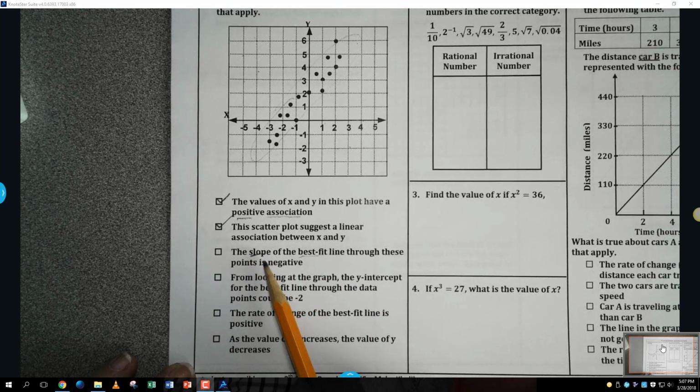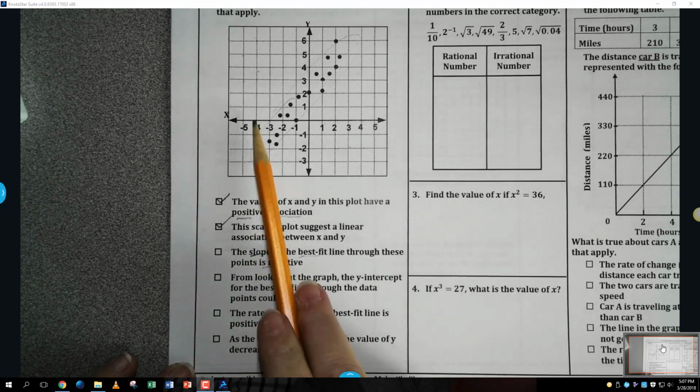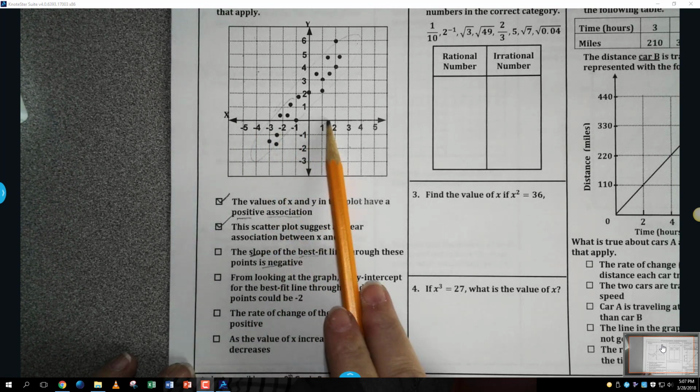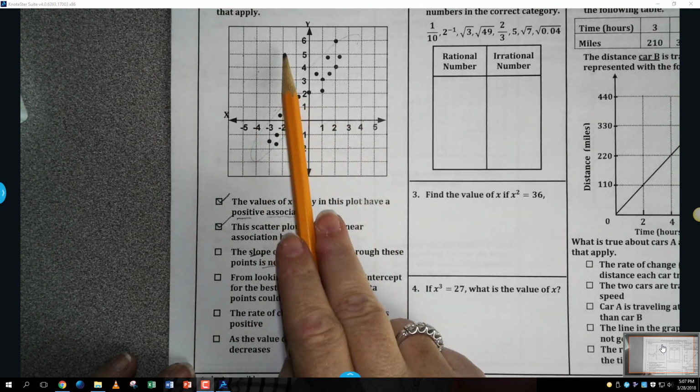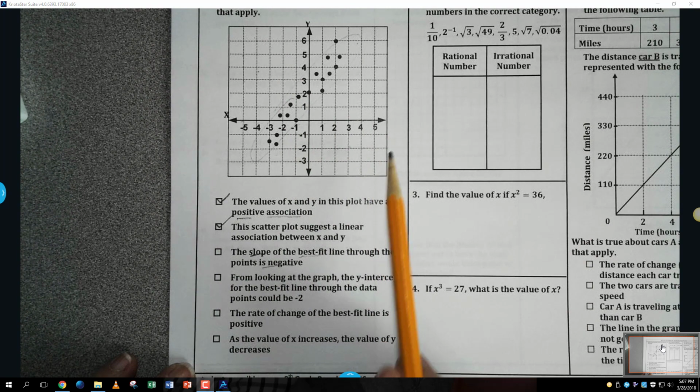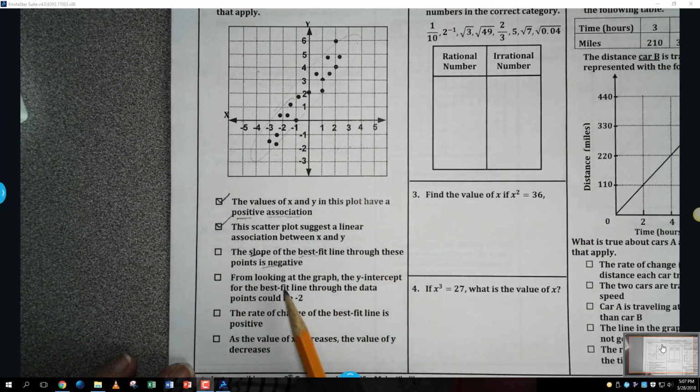The slope of the best fit line through these points is negative. So the slope is negative, which means as you increase the x value, you decrease the y value. So no, this is not true.